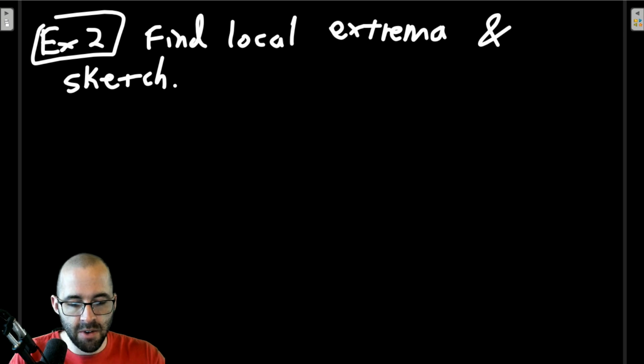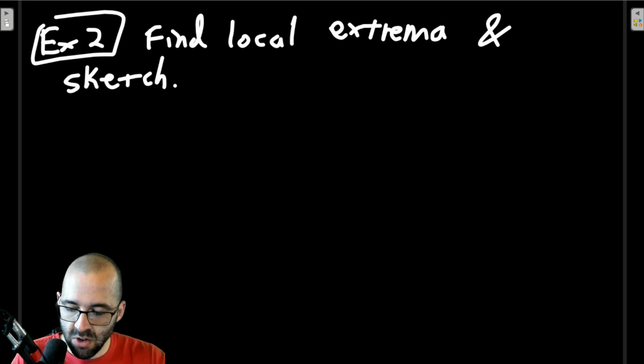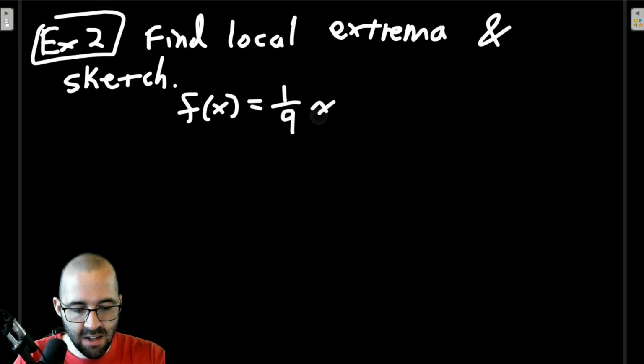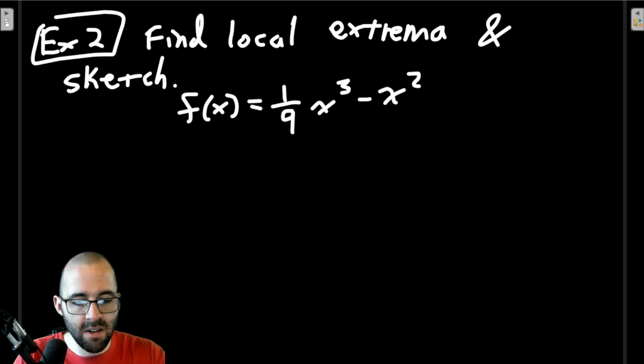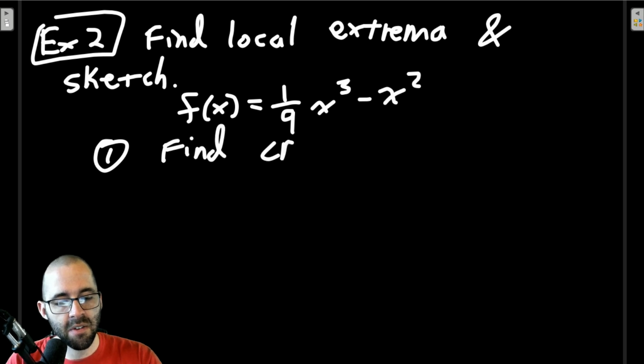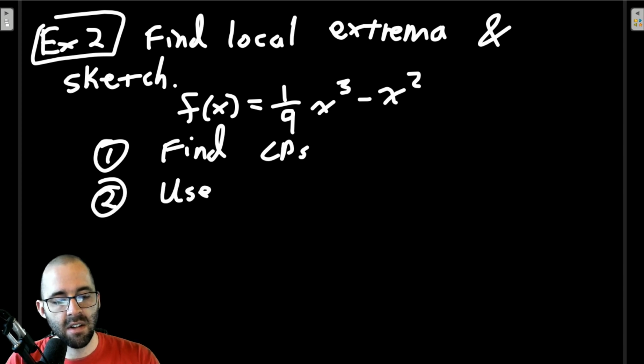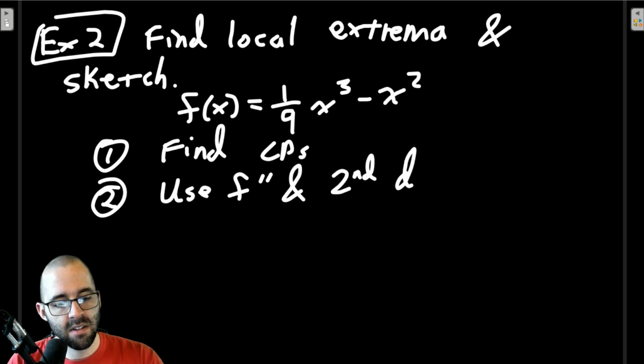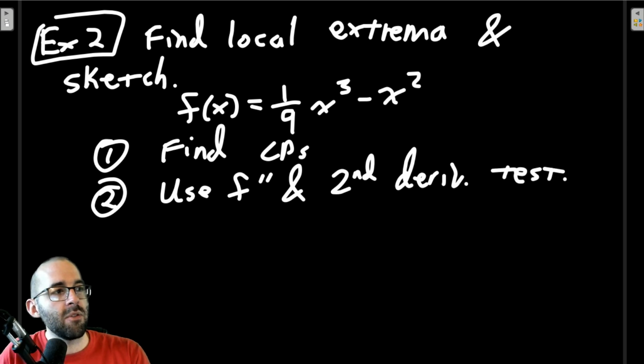This function will be f(x) equals 1/9 x cubed minus x squared. Very similar steps to before. First, find the critical points. Next step, we're going to use the second derivative test, so use f double prime and the second derivative test. And then we'll sketch and include this information.